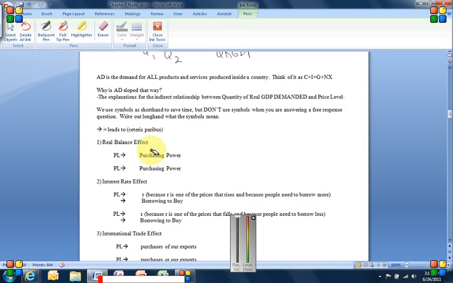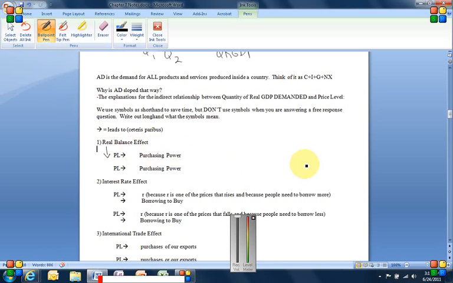So that being said, let's talk about the reasons why the curve is drawn downward from left to right. The first explanation is the real balance effect, which is a fancy way of saying purchasing power increases or decreases when the price level increases or decreases. Stop and think about this for a second. Let's say that the price level decreases, or in other words, prices go down in the Swedish economy.